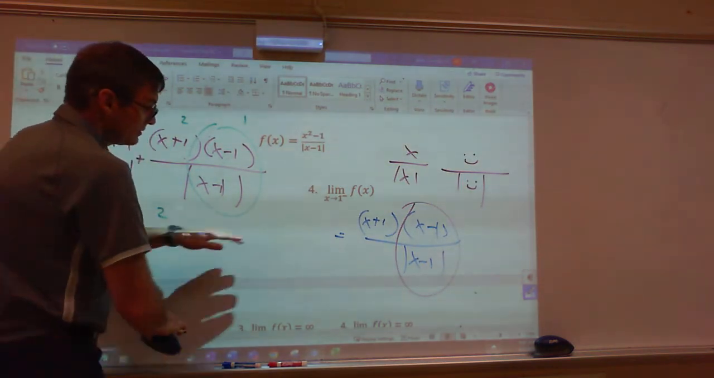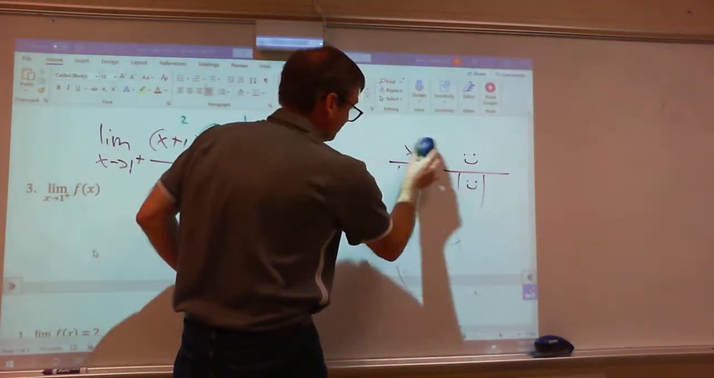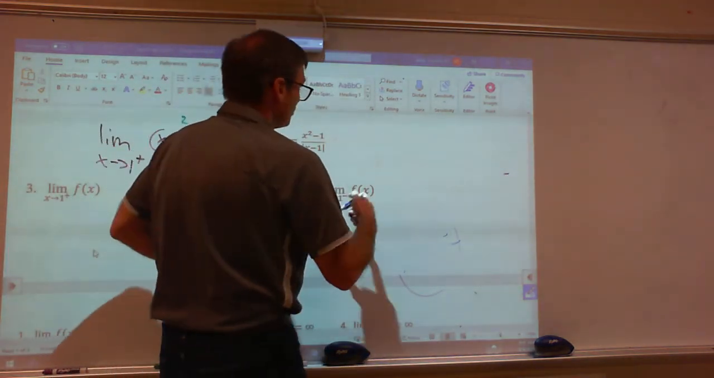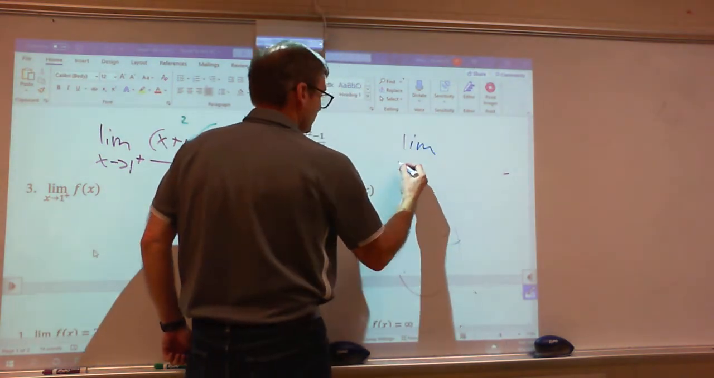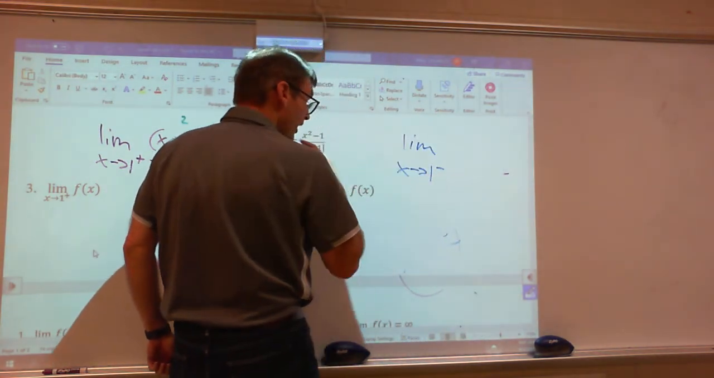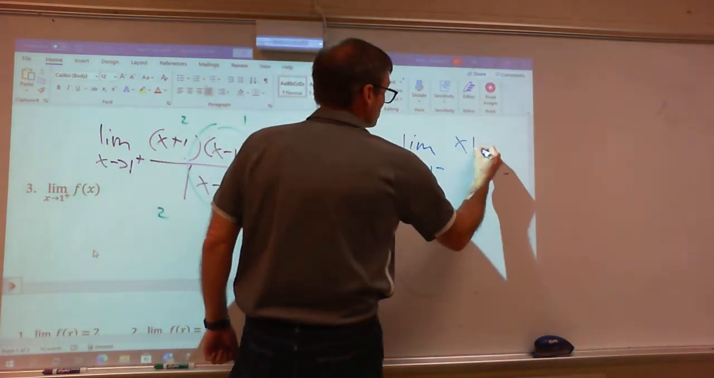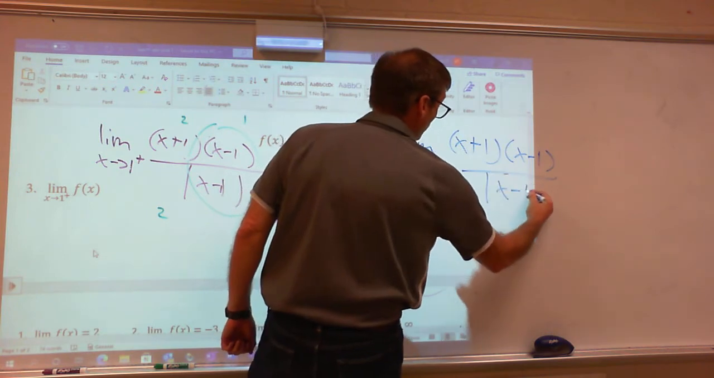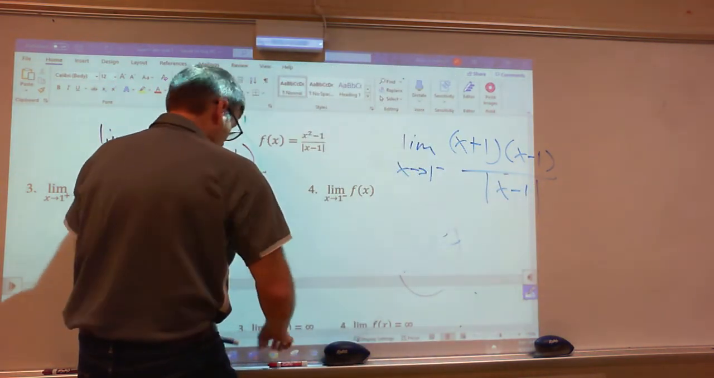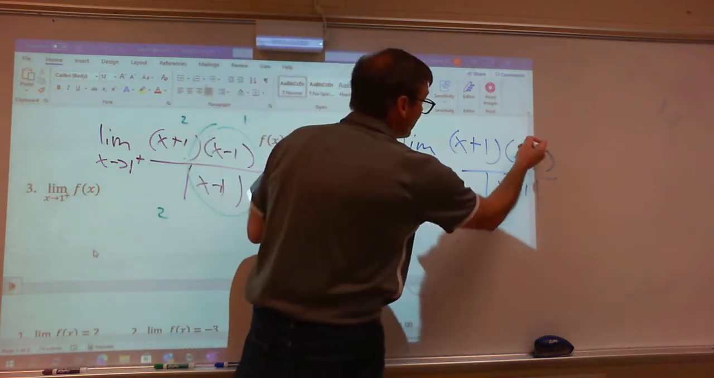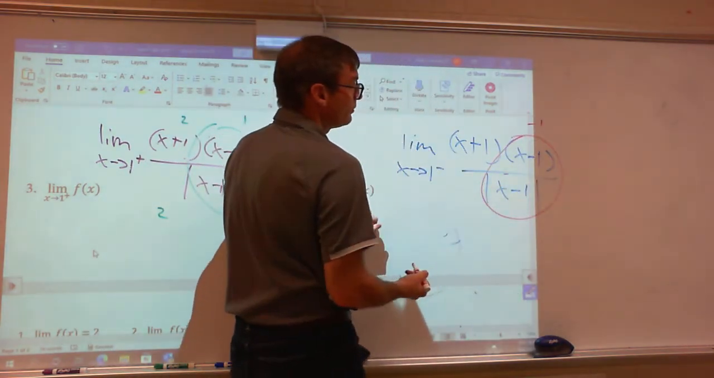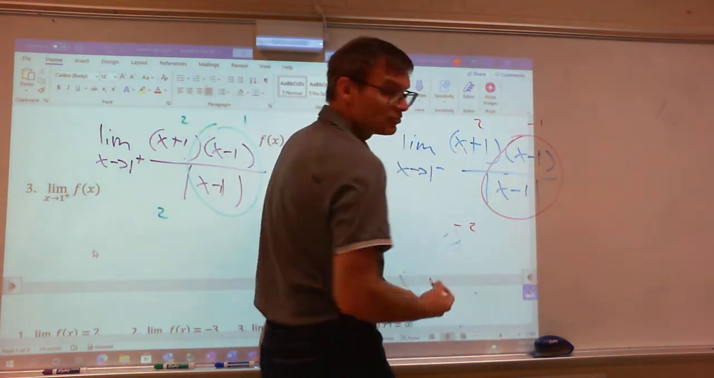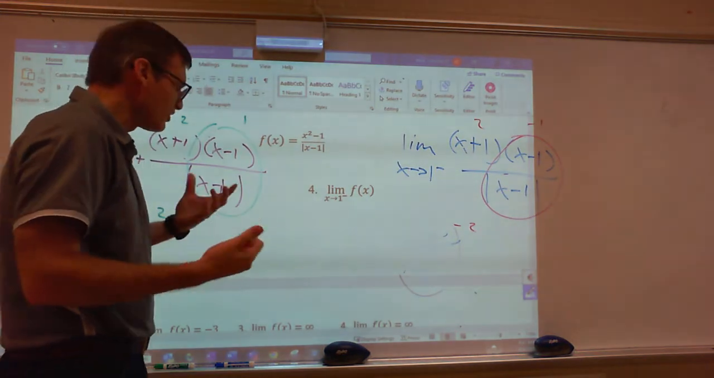When I compare that to this thing, if I were to write this out, I would say, what's the limit as x approaches 1 from the left of x plus 1 times x minus 1 over the absolute value of x minus 1? Because I'm approaching from the left, this becomes a big fat negative 1. And if I plug a 1 into this, I get 2 times negative 1, and so that gives me negative 2. It's a little sneakier.